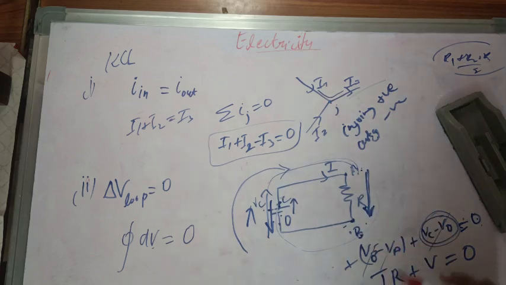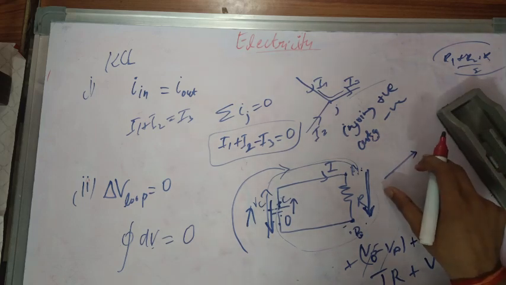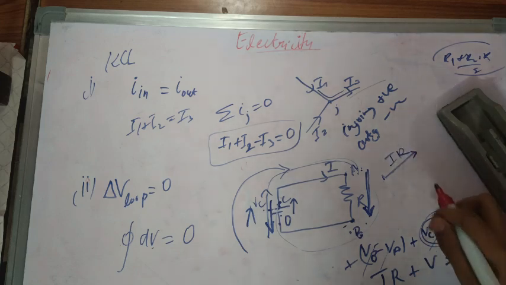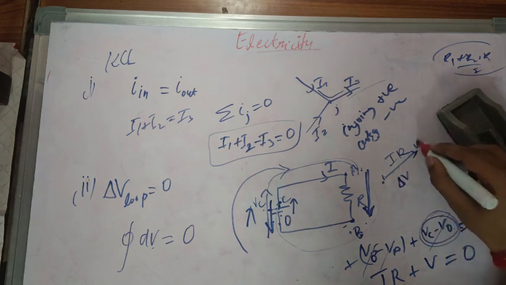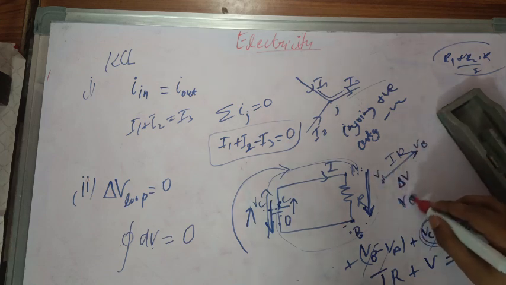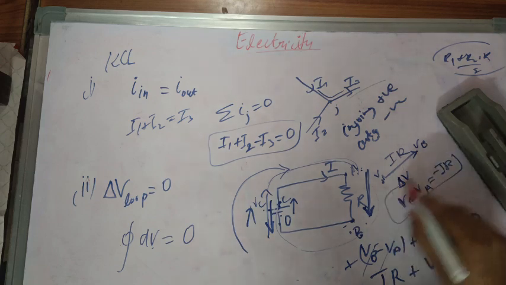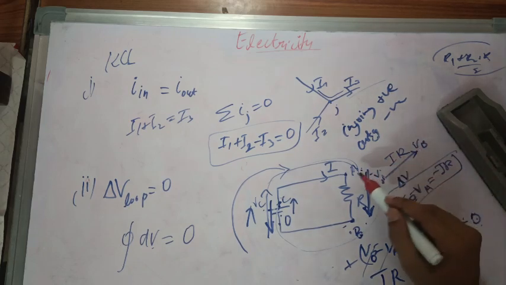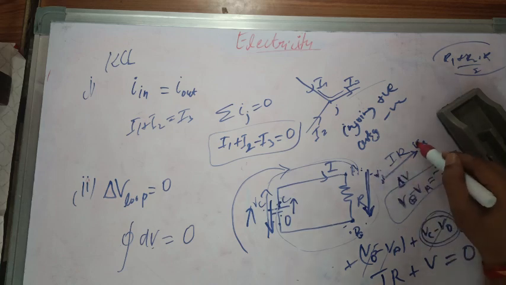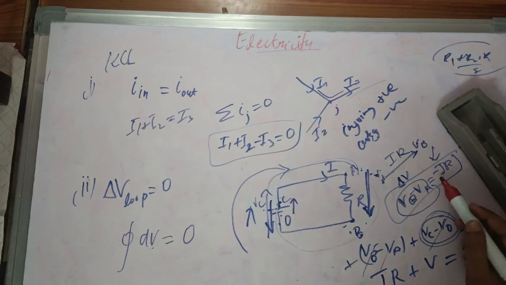But we know that for the potential drop across any two points, if there is current flowing, IR, then the potential drop across this point, final minus initial, this VB minus VA, would be equal to minus IR. How can I say that? Because I know that current flows from higher potential to lower potential. So if current is flowing in this direction, then this would be higher and this would be lower, so this value will be negative. And since current is only taken as positive, I have to take a negative sign.